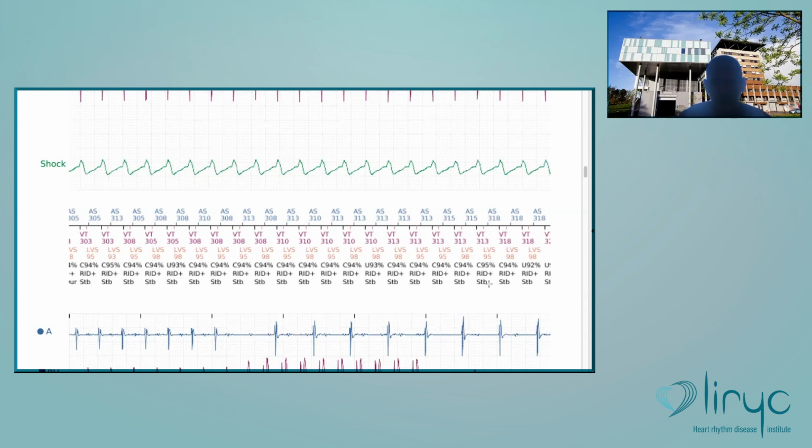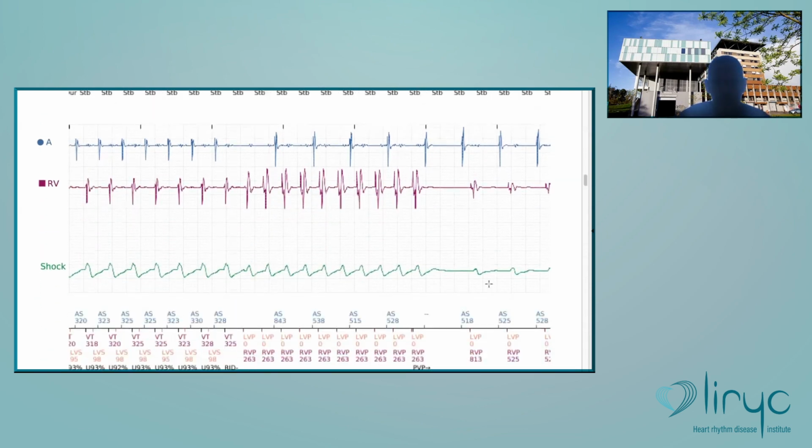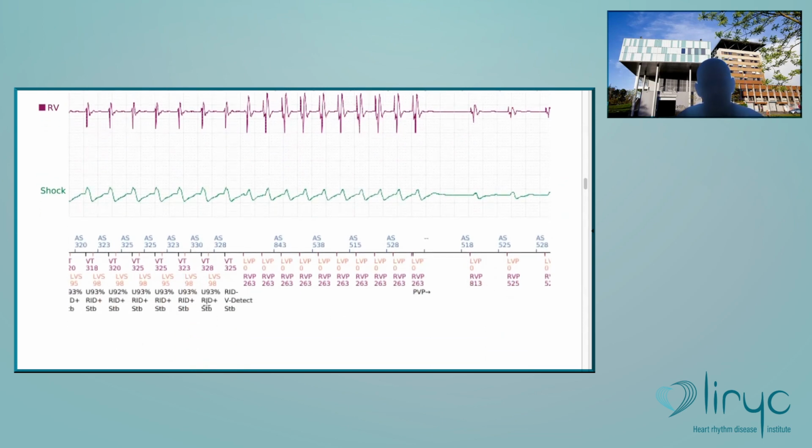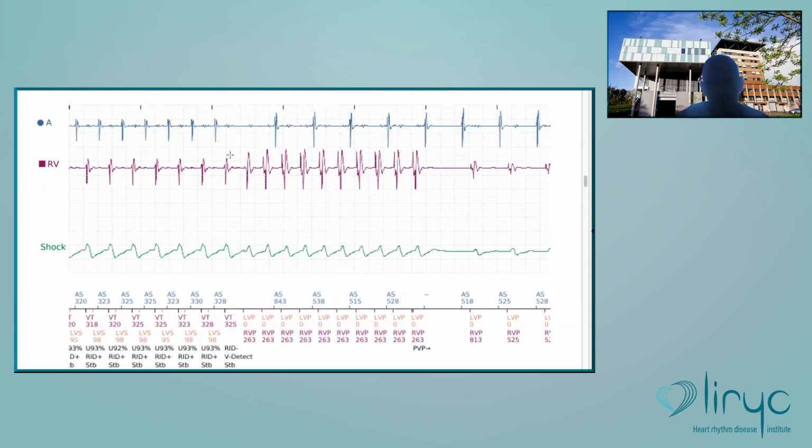Read plus, read plus, read plus, read plus, read plus, and then at one time, for example, if you program 83%, you see 94%, you are below this number. Okay, so rate minus, and then it's stable, therefore the therapy is delivered. So that's a real episode of atrial tachycardia.